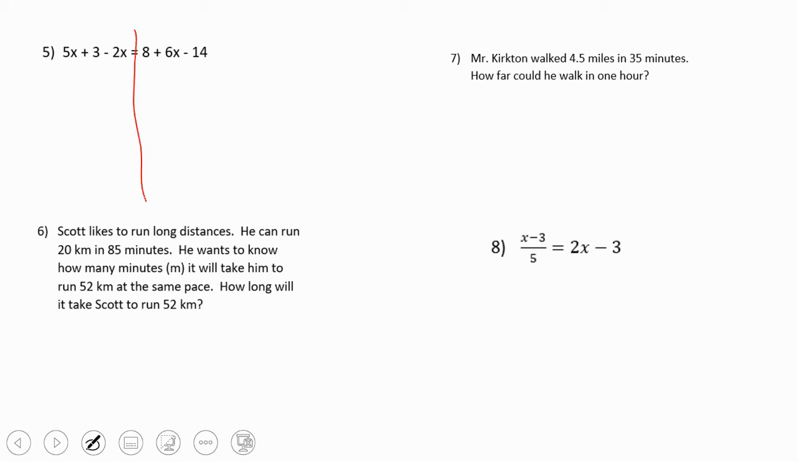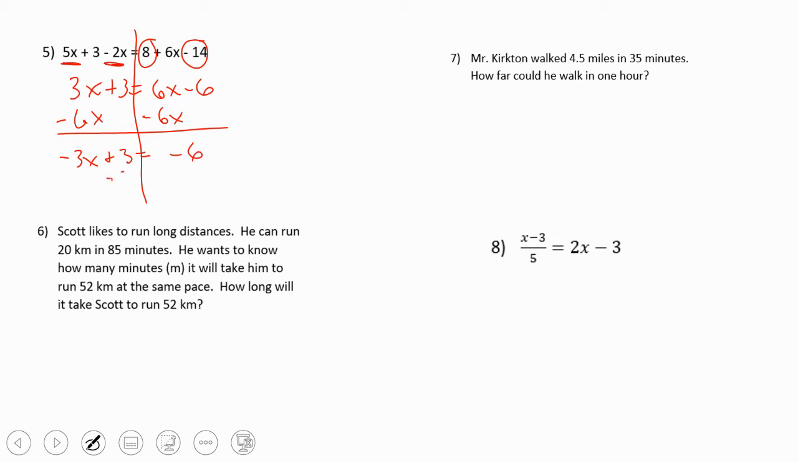This one just has a little more simplifying. Before you start, combine your like terms. So I have 3x plus 3 on the left. 8 and -14 is -6. Now it's a three-step equation. Get the variables to the left. Two-step equation. Cover up the variable, subtract 3. And the last step, divide by -3.